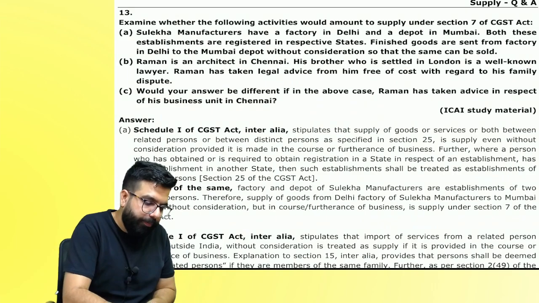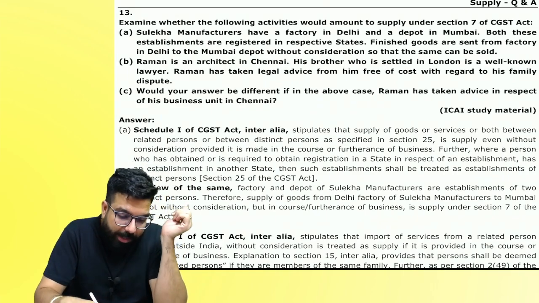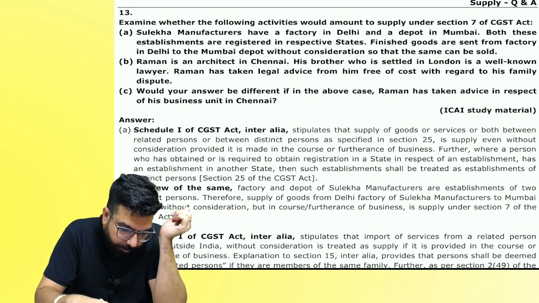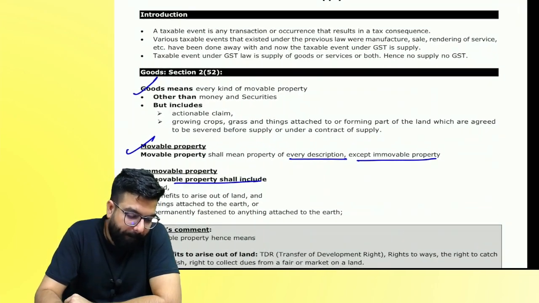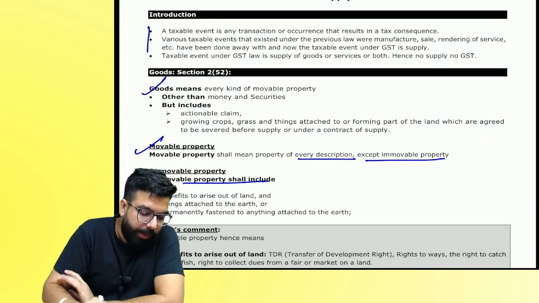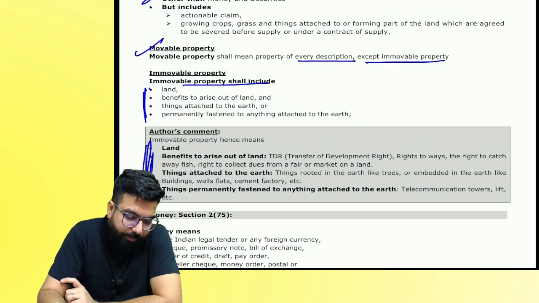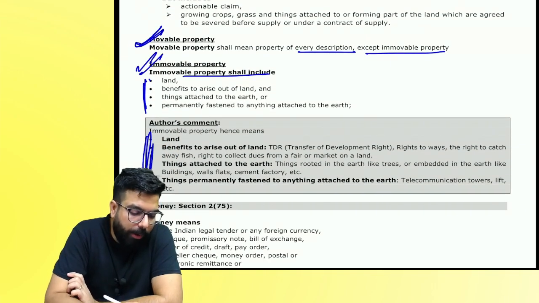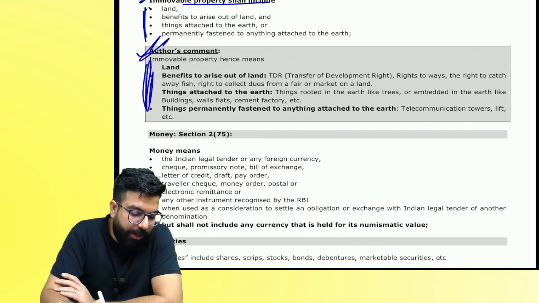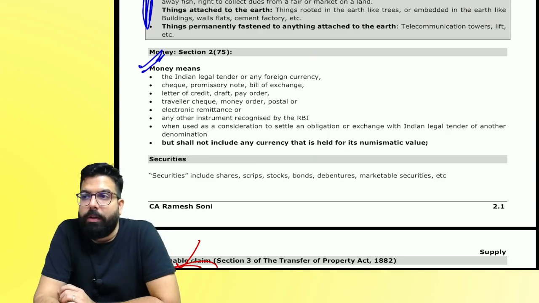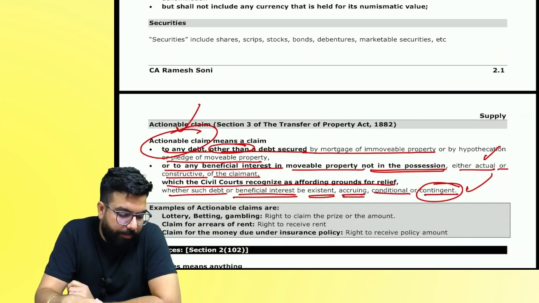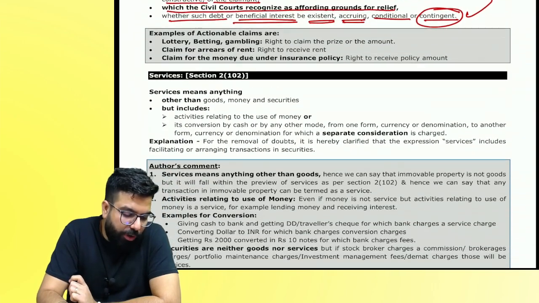Now come to the beginning of your book. Taxable event, number 1. Did I tell you about goods, everyone? Movable property, immovable property, examples I have given you. Money: did I tell you about money? INR, correct. Then demand draft, checks, etc. Actionable claim, we understood. Services.